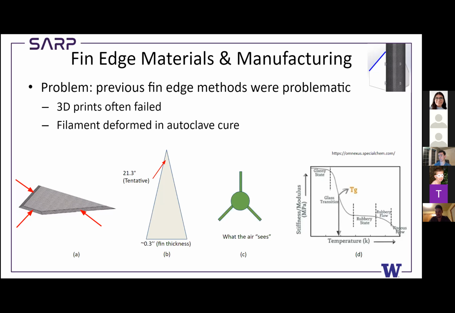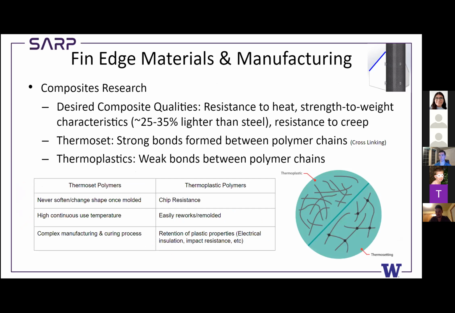And then finally, the last diagram in D shows what might have been the problem in terms of the deforming of the 3D printed fin edges. At certain temperatures, the thermoplastics tend to get a little rubbery and can change shape. Next slide, please. All right, so I'm going to pass it over to Joseph and Helen to talk a little bit about the materials research for this project.